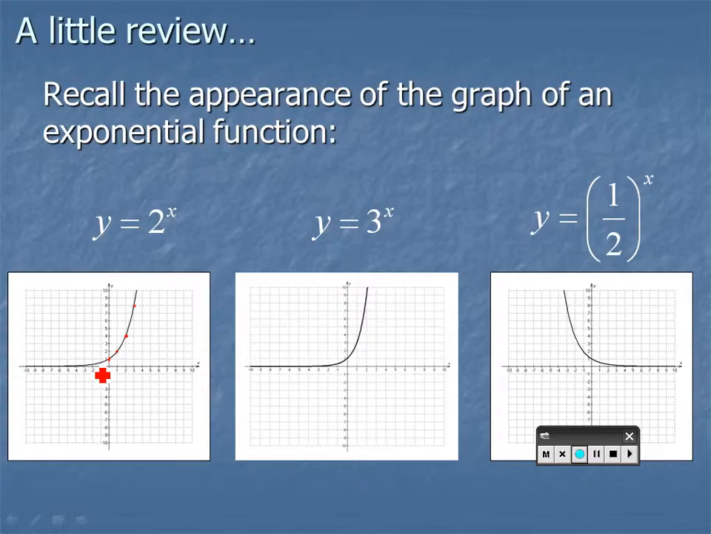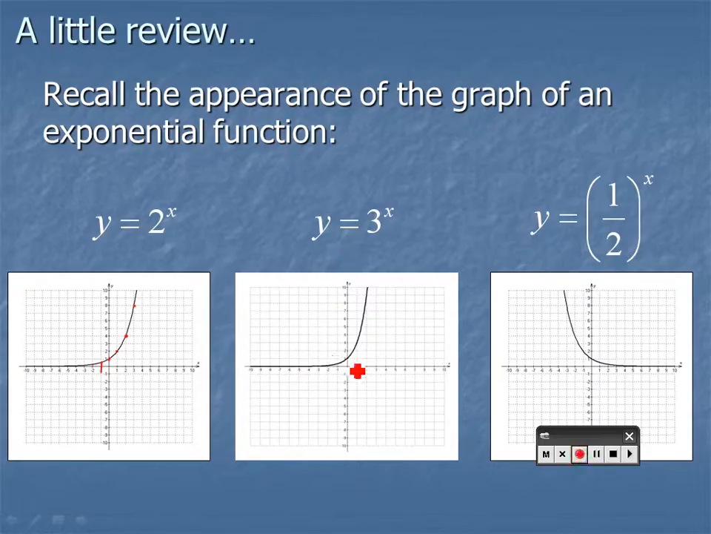A little more difficult going to the negative numbers. 2 to the power of negative 1. Well, negative exponents become positive exponents. 1 over 2 now. And you get 1/2. You can punch it in your calculator as well. 2 to the power of negative 1 will give you 0.5. And 2 to the power of negative 2 would be 1/4. And then you get this graph.